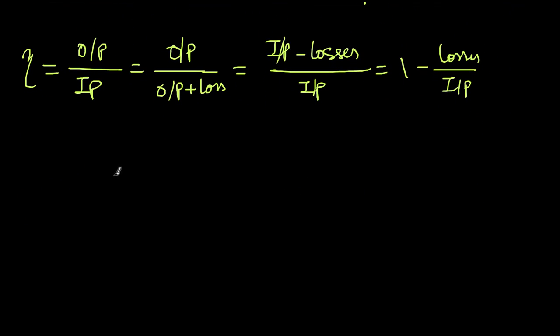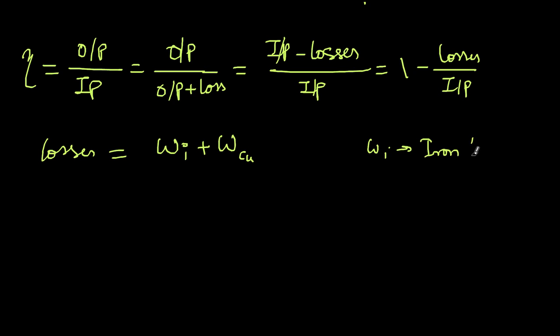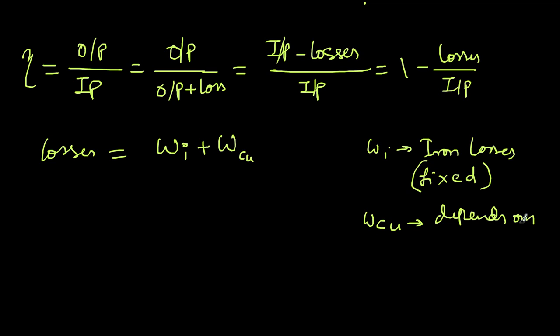What are the losses? The losses of a transformer are nothing but iron losses plus copper losses, where Wi is the iron loss. This is fixed, irrespective of whether it is no load, half load, quarter load, 3/4 load or full load. The iron loss is always fixed because the flux is fixed. You know the working principle of the transformer, so based on that, this is fixed. And what about copper loss? Copper loss depends on the level of load.